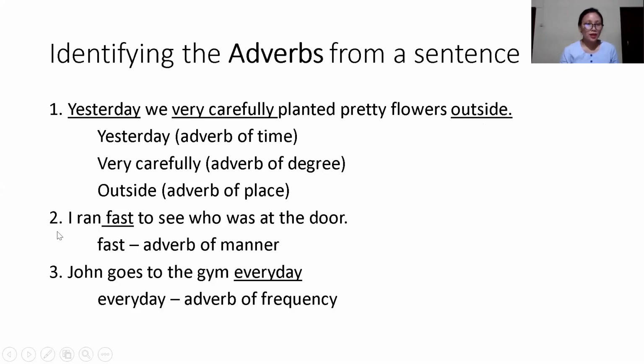Number 2, we have: I ran fast to see who was at the door. Here, the word fast is also an adverb. What type of adverb is it? Adverb of manner. Number 3, we have: John goes to the gym every day. The words every day here are also an adverb. What type of adverb is it? It is an adverb of frequency.